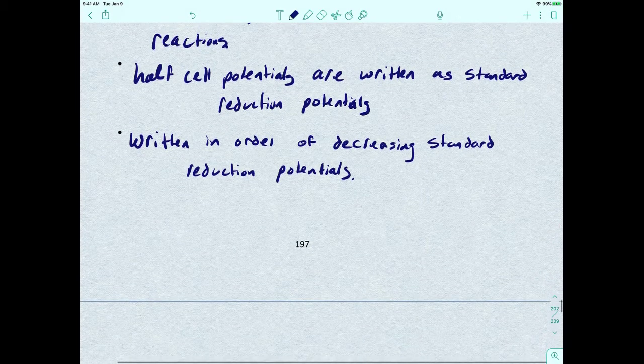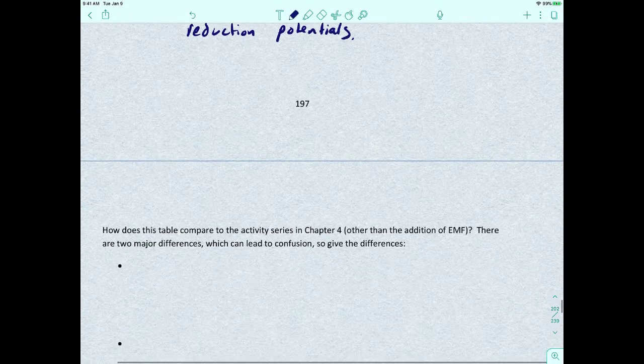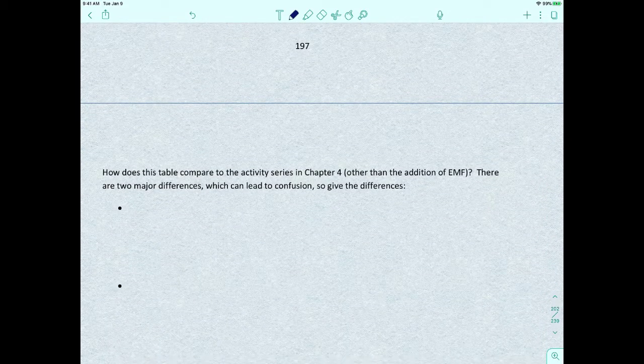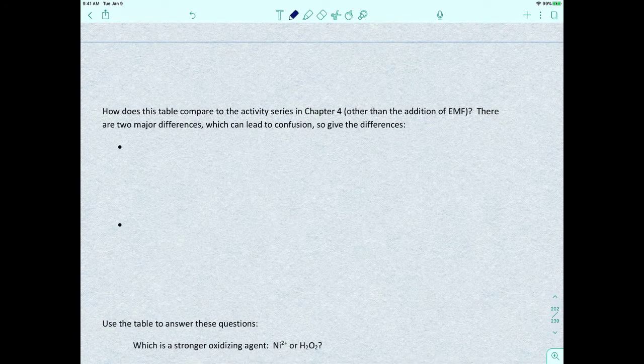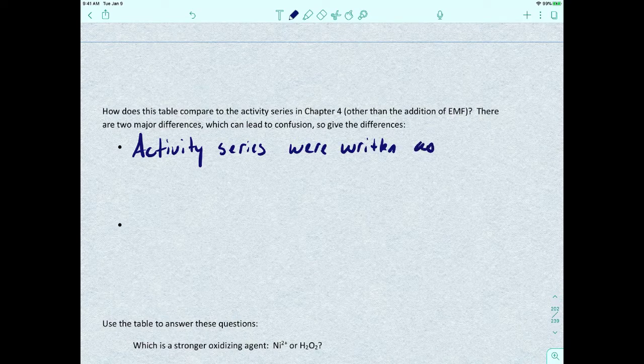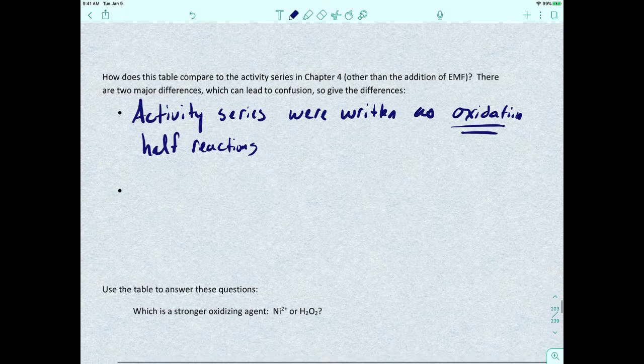Okay. Now, how does this table compare to the activity series in Chapter 4 back in Gen Chem 1, other than the addition of electromotive force? There's two major differences which can lead to conclusions, so give the differences. So remember that the activity series were written as oxidation reactions, as oxidation half reactions. Okay, so that's one difference.